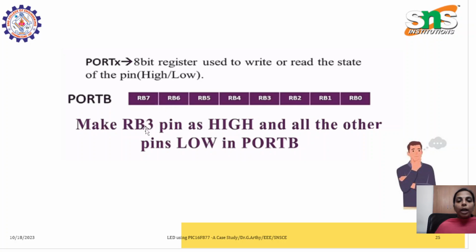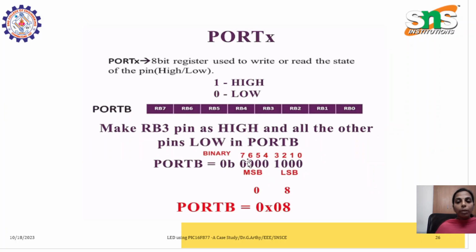So if I want to make the RB3 pin high and all the other pins low, I'll be making it high and all the others 0. So only this is made high and all the others 0, and so I am mentioning that port B is hexadecimal 08. It means that I am accessing only this pin, RB3. At port pin RB3, I can connect an LED, or through the pin I can connect some other device. So every single pin can be accessed by this method.